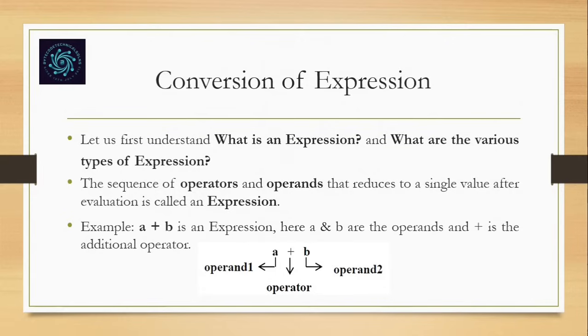Okay. So for example, you can see on the screen a plus b is an expression that we are taking as an example. Here a and b are the operands. A is operand number 1, b is operand number 2, and the plus symbol is used as an addition operator that is going to add the values of a and b. Okay. So this is an operator.